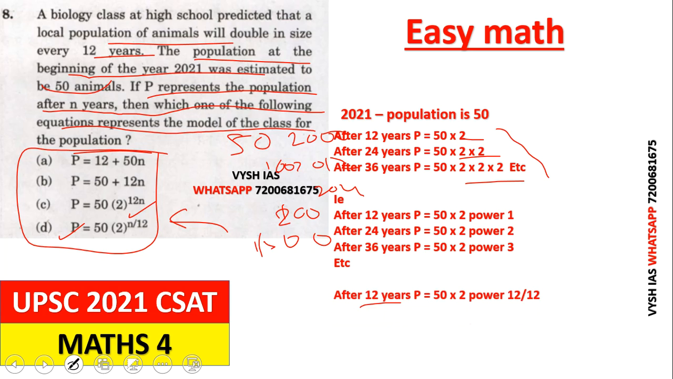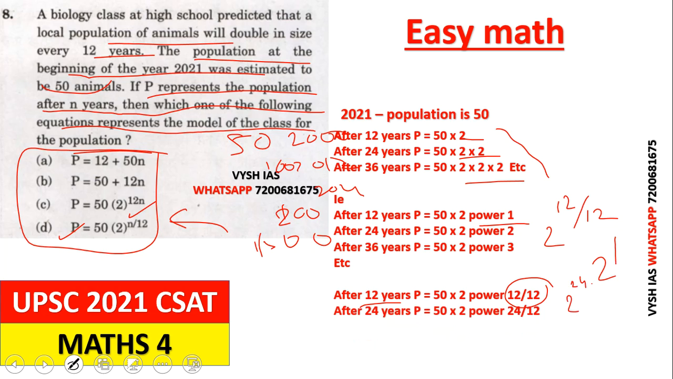After 12 years, instead of writing 2 power 1, we wrote 2 power 12 divided by 12. This is the same as 2 raised to power 1, right? Next one, how will we write? 2 power 24 divided by 12, that is the same as 2 power 2. And then 2 power 36 by 12.